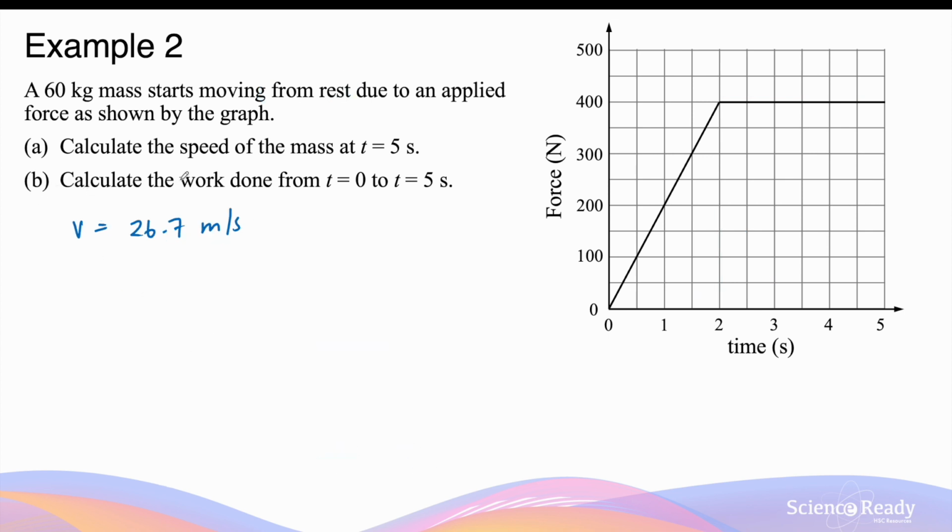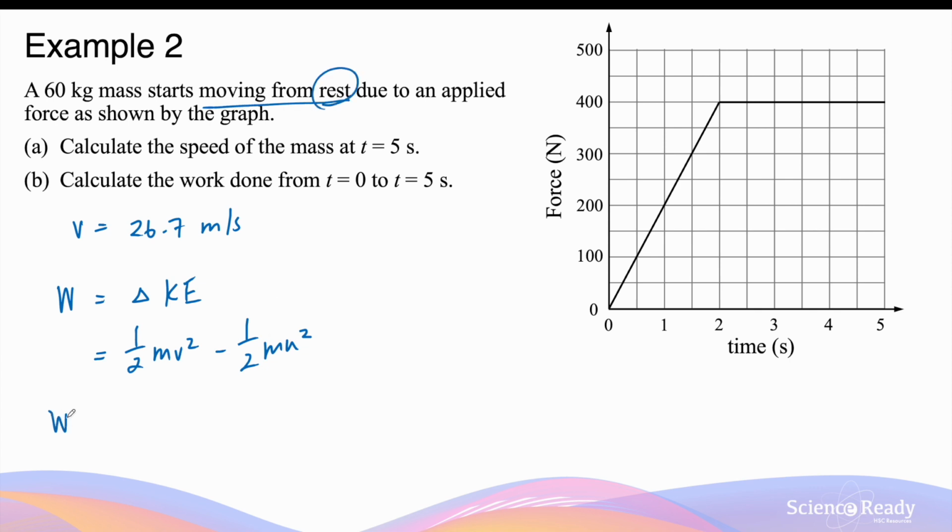Part B, calculate the work done from t equals 0 to t equals 5. Now in this instance, the work done is transformed into the object's kinetic energy. So work done is equal to the change in the object's kinetic energy, which is equal to half mv squared minus half mu squared. As discussed earlier, the initial speed of the object is 0 as it started moving from rest.